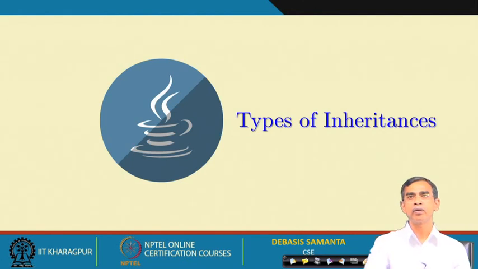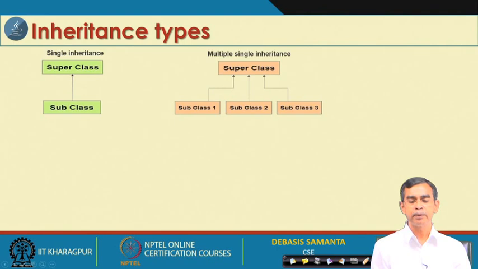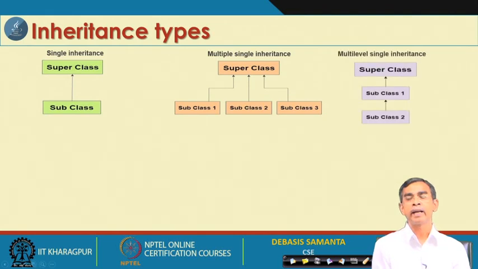Now, we quickly discuss the different types of inheritance that are possible in a Java program. This is an example of single inheritance. If we derive a subclass from a superclass, we can say this is simple inheritance. Other than simple inheritance, more than one class can be derived from the same class, so it is called multiple single inheritance. For example, here subclass 1 is derived from the superclass, subclass 2 is also derived from the superclass, and subclass 3. This is another type of inheritance. Again, a subclass can be derived from a superclass, and another subclass can be derived from that subclass. This is called multi-level single inheritance.